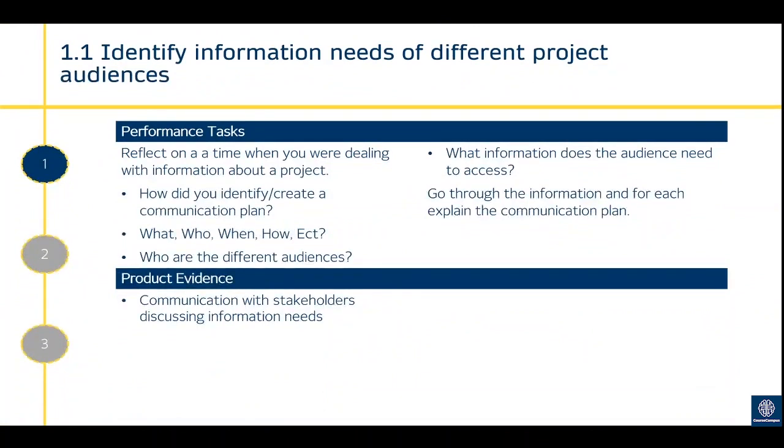Looking at the first outcome and the first criteria, 1.1, identify the information needs of different project audiences. By project audiences, it means your stakeholders, so it's important to understand what information your stakeholders require, particularly when it comes to putting together a communications management plan. Different stakeholders require different levels of information, and it will also be required to be sent using a different method. For example, senior management might require high-level summaries, whereas someone completing a task or activity would require detailed information.